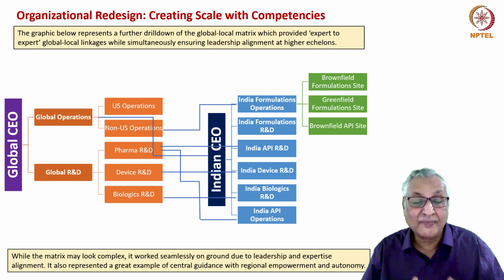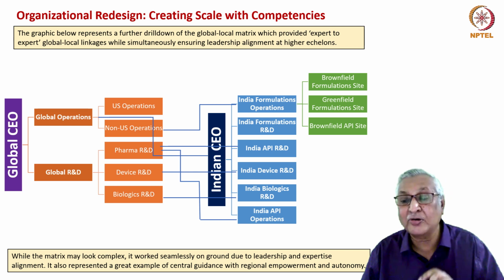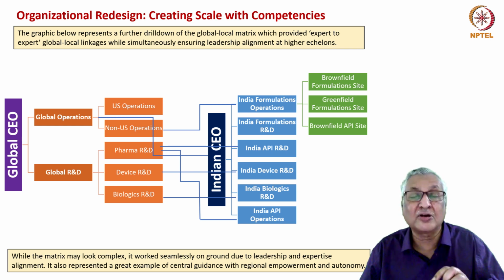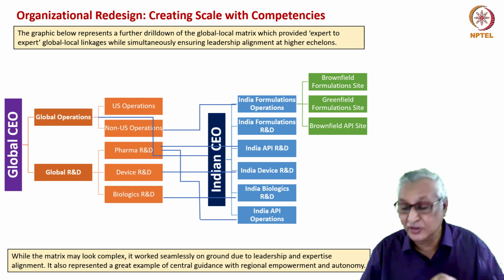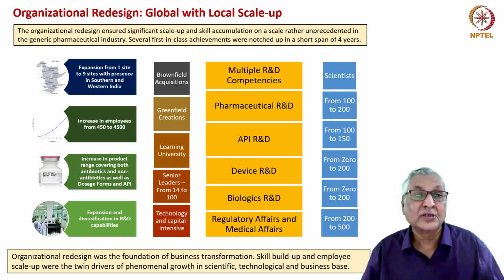While the matrix may look complex, it worked seamlessly on the ground due to leadership and expertise alignment. It also represented a great example of central guidance with regional empowerment and autonomy. This is what every global corporation would aspire for, but not many would be able to achieve the way we could achieve in the Hospira Global and Hospira India interface. As a result of this, significant scale-up and skill accumulation on a scale rather unprecedented in the generic pharmaceutical industry could be achieved. Several first-in-class achievements were notched up in a short span of 4 years.